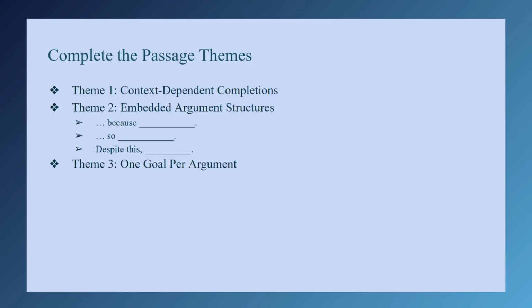Our third theme is one goal per argument. The GMAT loves simplicity. These passages are not very long, so they are usually built around one goal, one idea, or one proposal. Your job isn't to critique or introduce new ideas right at the end. It's simply to support or complete the existing logic. Now that we've got our foundations, let's look at how to spot the right answer quickly and consistently without falling for tricks.